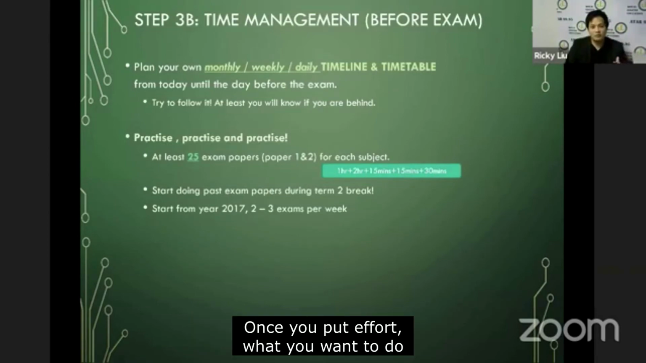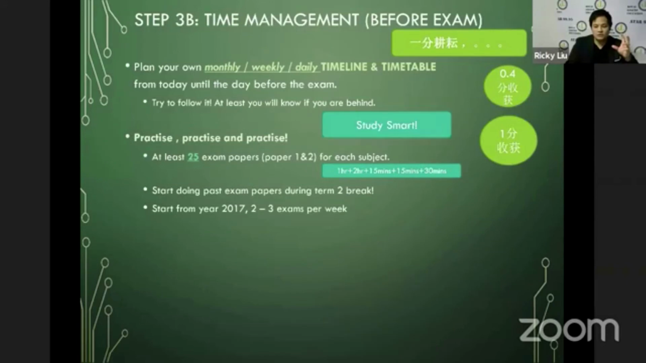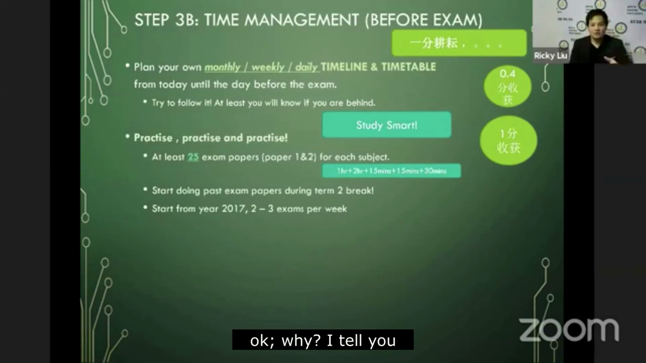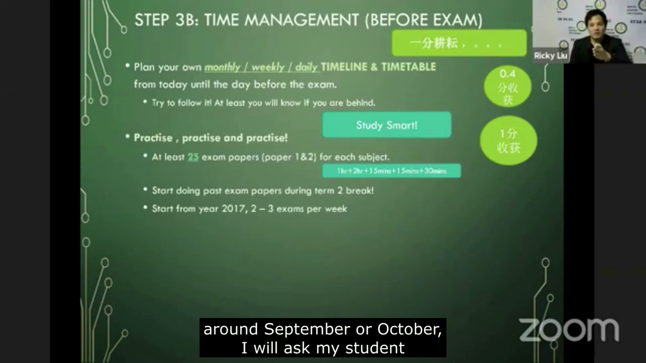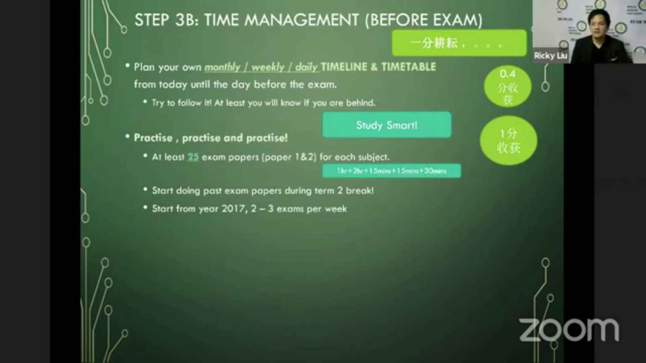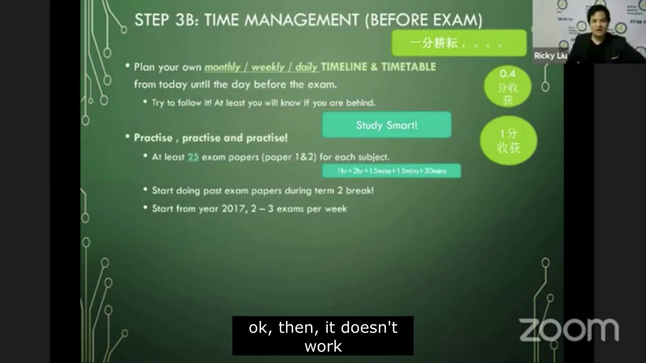Once you put effort, what you want to do is take back the result, isn't it? However, if you don't know how to study smart, you may only get 0.4% of the result. Okay? Why? I tell you, around September or October, I will ask my students, have you done your exam yet? Some students say, yes, I did 20, 18 exam 1, 2 exam 2. Why? Because exam 1 is easier, 1 hour. So you feel easier. Okay? Then this doesn't work.